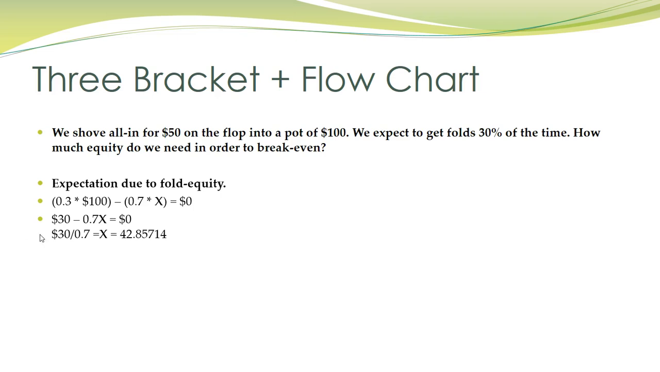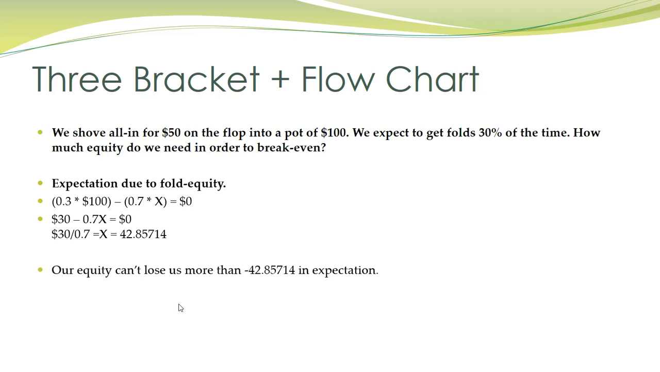So we're going to solve this for x. We multiply out our brackets, we get 30 minus 0.7x equals 0. We can then get x onto one side of the equation. First of all, we can put that 0.7x over on the other side. So we get 30 equals positive 0.7x. Then we can do x equals 30 divided by 0.7, which equals 42.85714. So that's the amount we lose when called, but that doesn't tell us the pot equity we have.